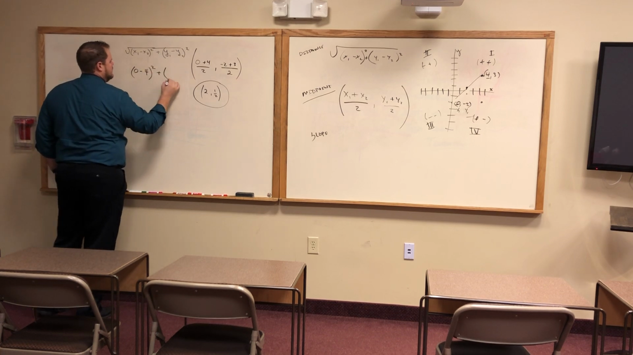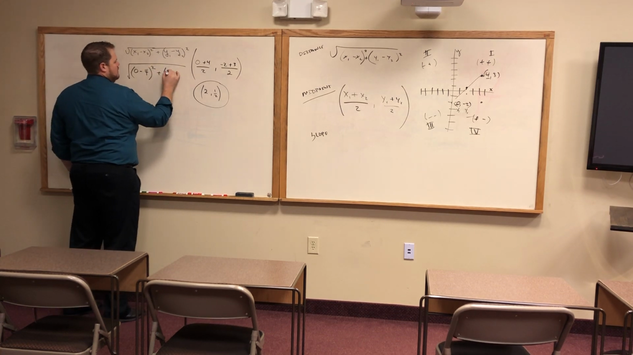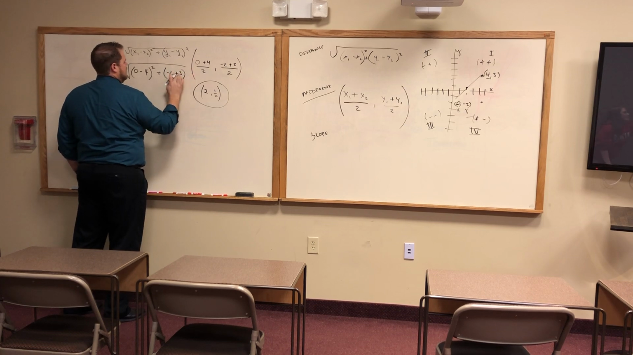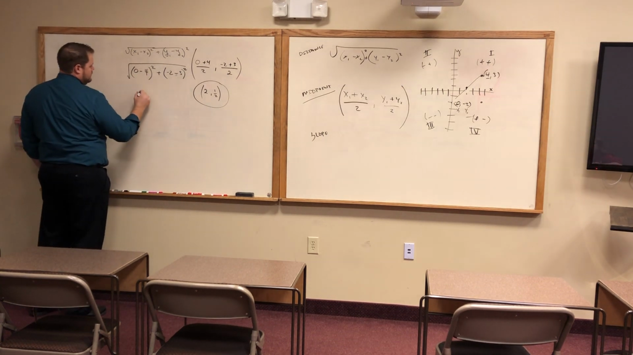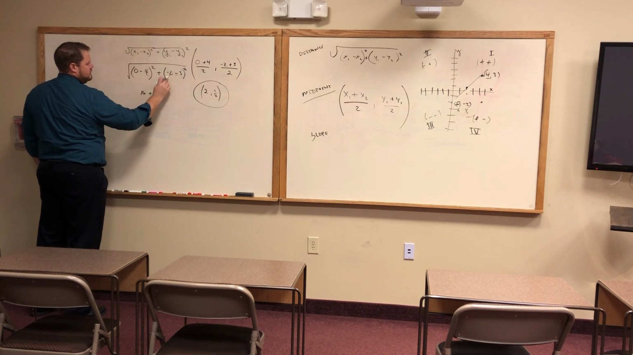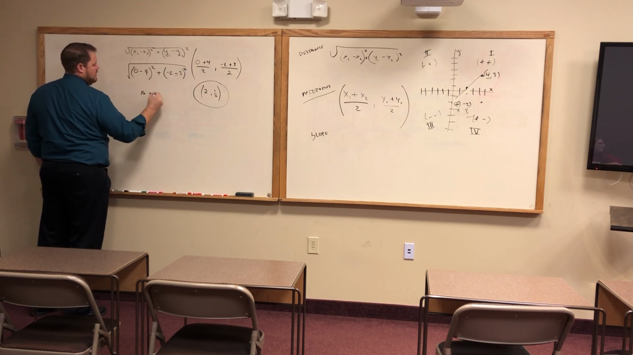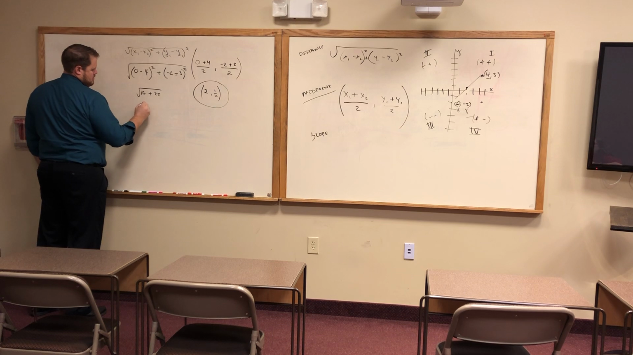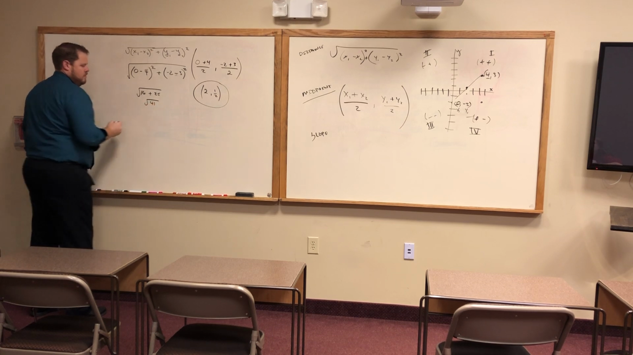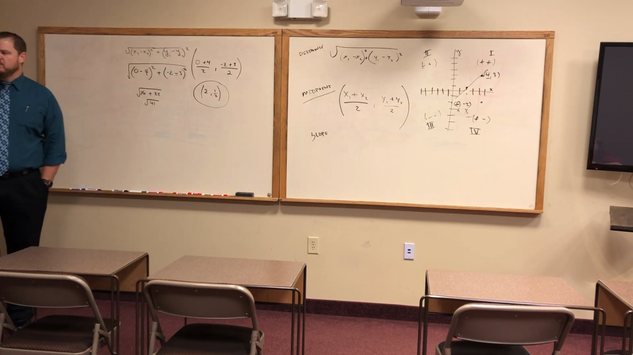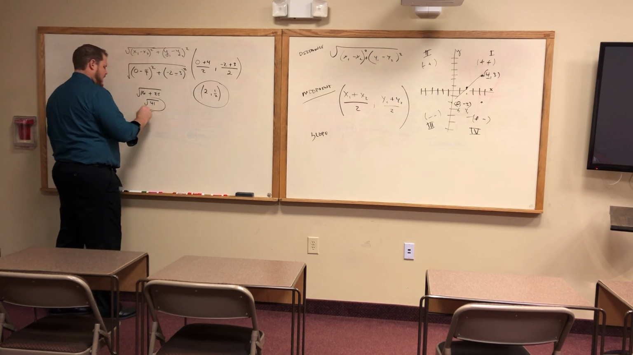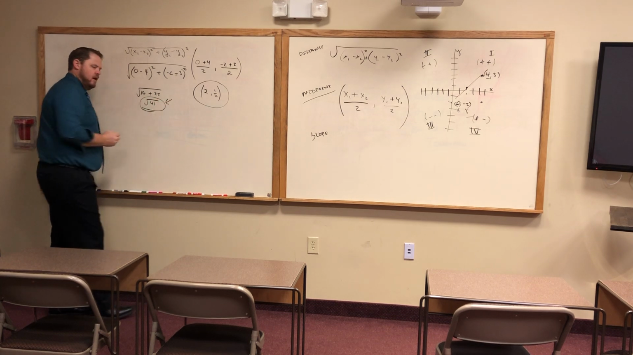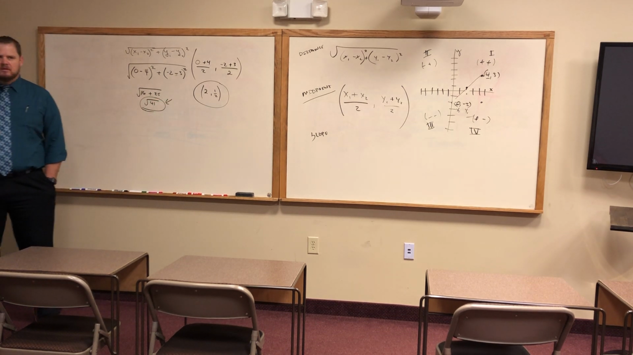Parentheses squared plus negative 2 plus 3 minus 3 squared, right? So what's this going to be? 4 squared is 16, plus 5 squared is 25. 41. Can you reduce 41? No. That's your answer. That's as far as it goes. Everybody follow that? Any questions?